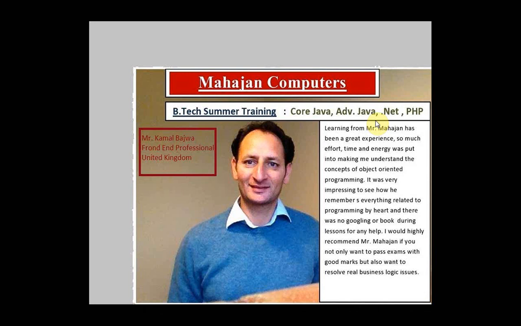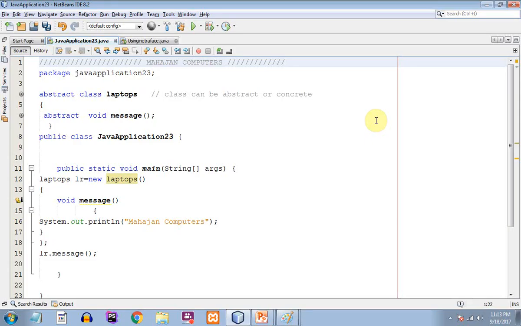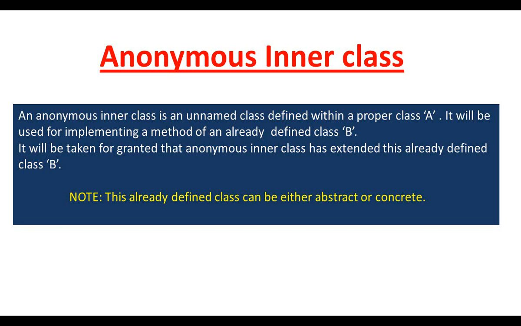Today, our topic is anonymous inner classes. This is one of the most important topics in modern day Java. Actually, an anonymous inner class is an unnamed class defined within a proper class. Let's call it A. So it's going to be like a nested class, and it will be nested within a proper class. Proper class means it will be a class which will be well defined. And this anonymous inner class won't be having any name.